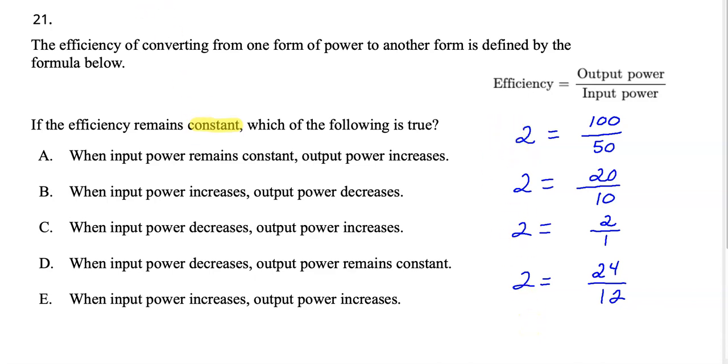Now, let's go over to our question here. You should notice that it always says when the input power, right? It's always asking about the input power at the beginning. So this is when the input power remains constant, when the input power increases, when the input power decreases. So I want to look at my input powers first here, which is the number on the bottom. It's the 50, the 10, the 1, and the 12. I want to look at those first because when I read my answer choices, it starts with the input power.